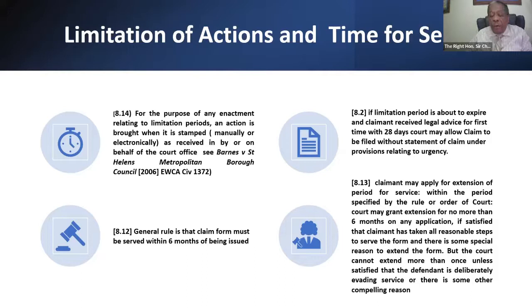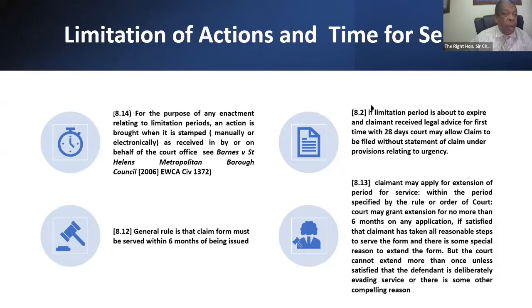It's important to recognize that once you've issued the writ, it must be served within 6 months. Of course, there's a power to get an extension of time, but that power is limited, as you'll see, by the rules. I've put up here for you rule 8.2.